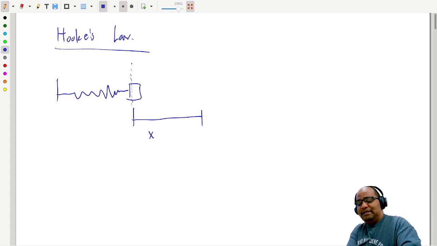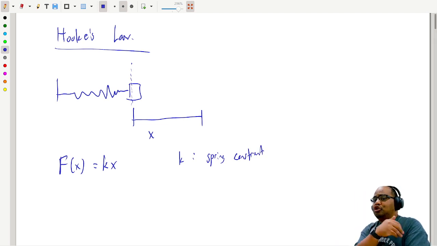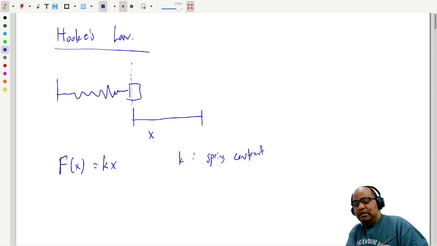And I displace it x meters from its equilibrium position, then the force required to stretch that spring, or compress it if I'm going the other way, is proportional to the displacement. Here k is the spring constant; it describes the stiffness of the spring. So that's the force required to stretch or compress this spring x units from its equilibrium position.